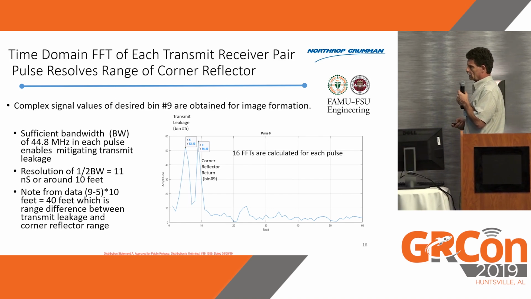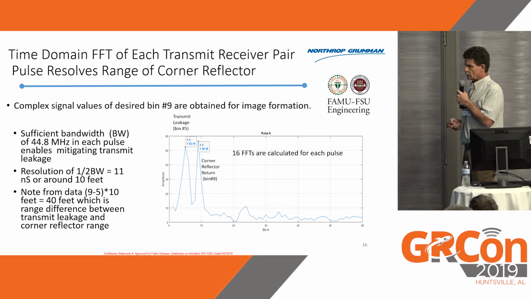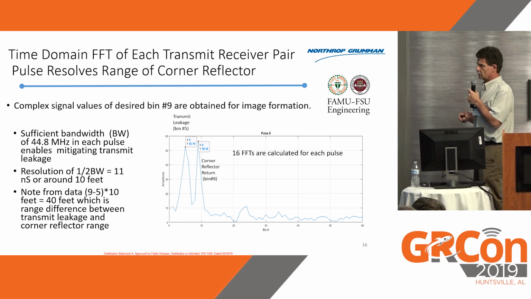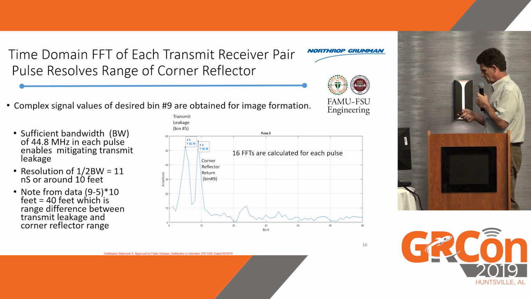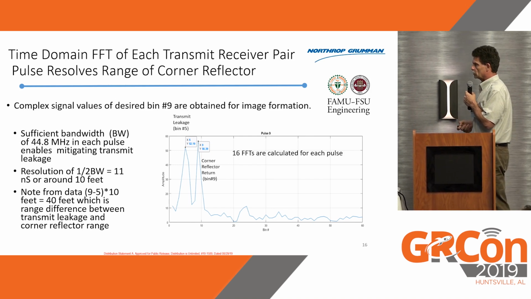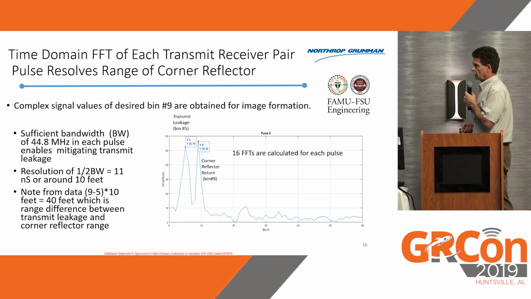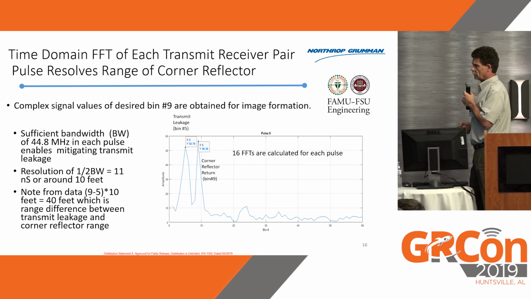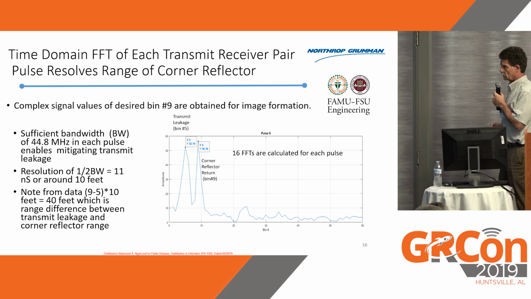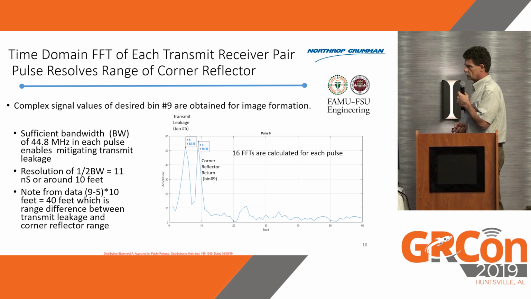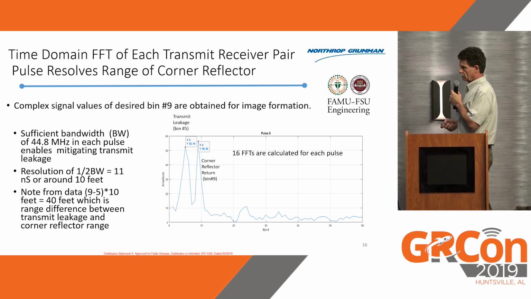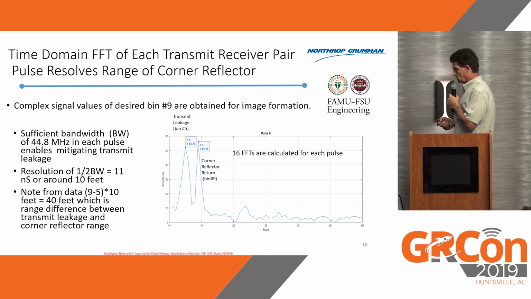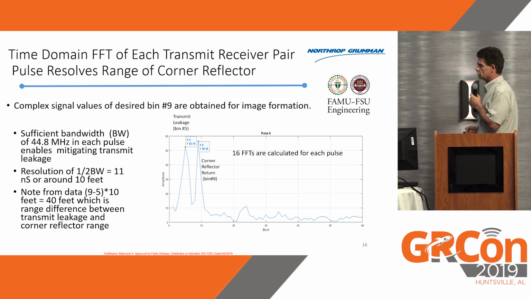So here we are. This is 512 samples for one of the transmit-receive pairs. So I just picked one. I picked number 9. There's 16 of them. And I'm presenting here the FFT of 512 samples of the compressed received information through the radio. So this FFT was performed on samples received by the radio, full thread. And as you can see, it very nicely discerns the leakage and then the corner reflector that's 40 feet away.